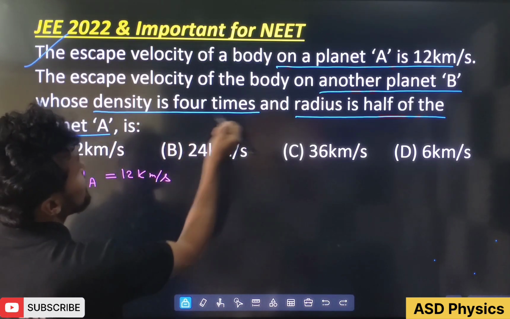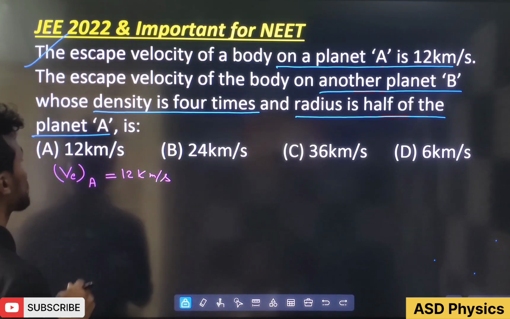Next here, density is 4 times. So density of the planet B, how much here? 4 times.